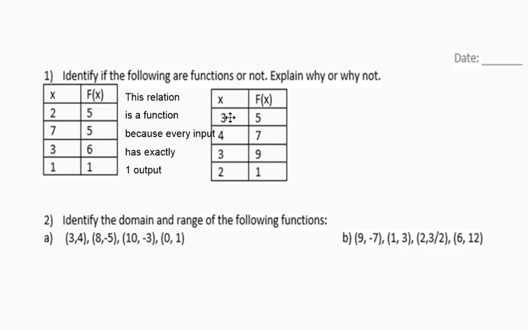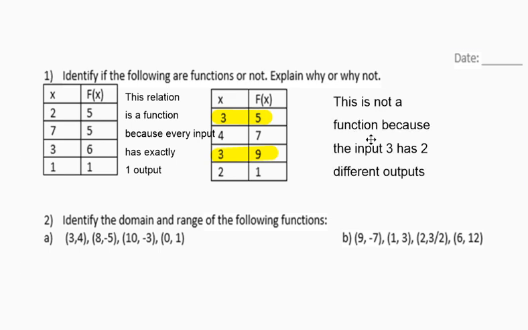Now the second one right here, the second table, we're going to take a look. The input 3 has an output of 5. The input 3 also has an output of 9. So because you have two different outputs for the same input, the second table here does not represent a function. And so this is not a function because the input 3 has two different outputs.